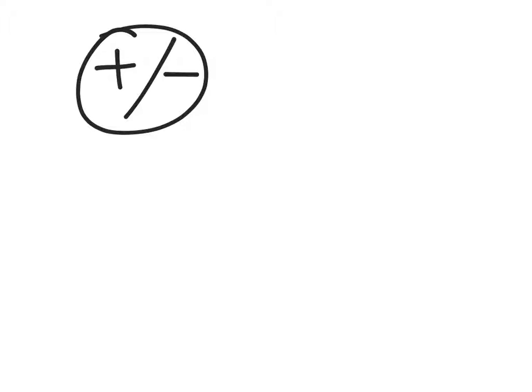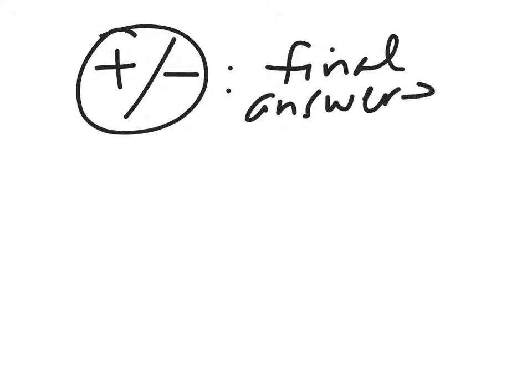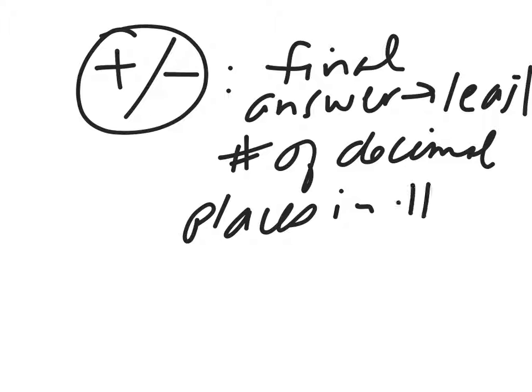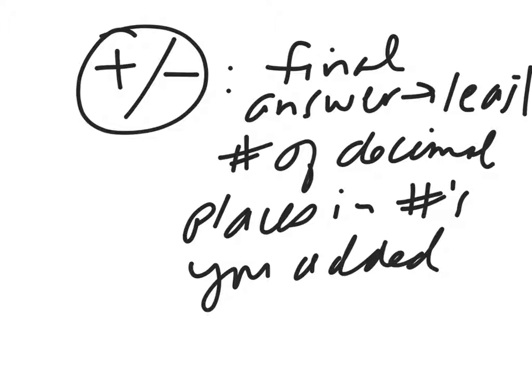How do you figure out how many digits, how many sig figs to record in your final answer? And the rule for that is that the final answer depends on the least number of decimal places. So the least number of decimal places in the numbers that you added. You can't have more decimal places recorded than the least amount of decimal places.